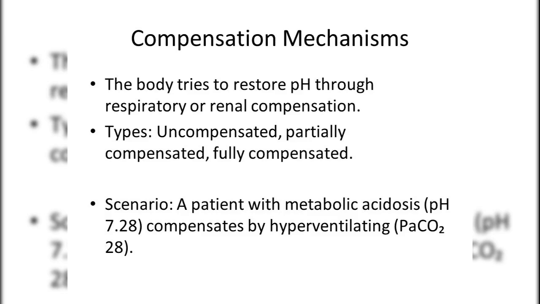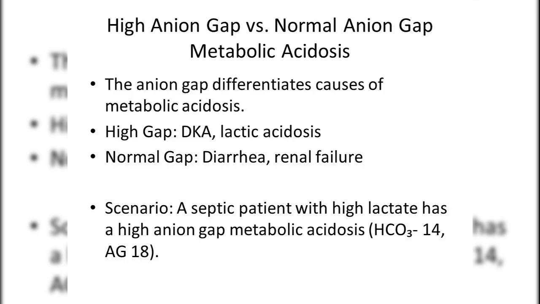There are three types: uncompensated, partially compensated, and fully compensated. For instance, a patient with metabolic acidosis and a pH of 7.28 may compensate by hyperventilating, resulting in a PaCO2 of 28. The anion gap helps differentiate the causes of metabolic acidosis. A high anion gap can indicate conditions like diabetic ketoacidosis or lactic acidosis, while a normal gap might suggest diarrhea or renal failure. For example, a septic patient with high lactate may have a high anion gap metabolic acidosis with HCO3 of 14 and an anion gap of 18.